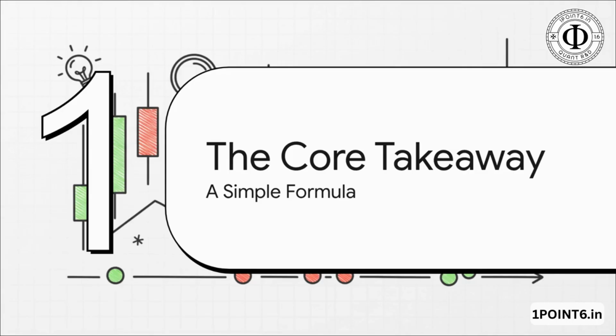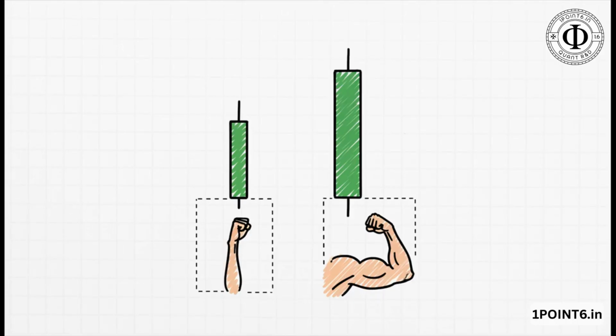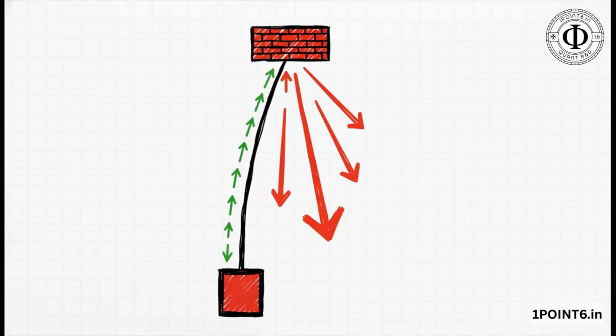It all boils down to a super simple three-part formula. This is the core takeaway. Part 1. The body equals strength. The bigger that body, the more strength the winner of that day's battle had. Simple as that. Part 2. The wick equals rejection. Those wicks, those thin lines, they always, and I mean always, tell the story of where the price tried to go but was rejected by the other side.